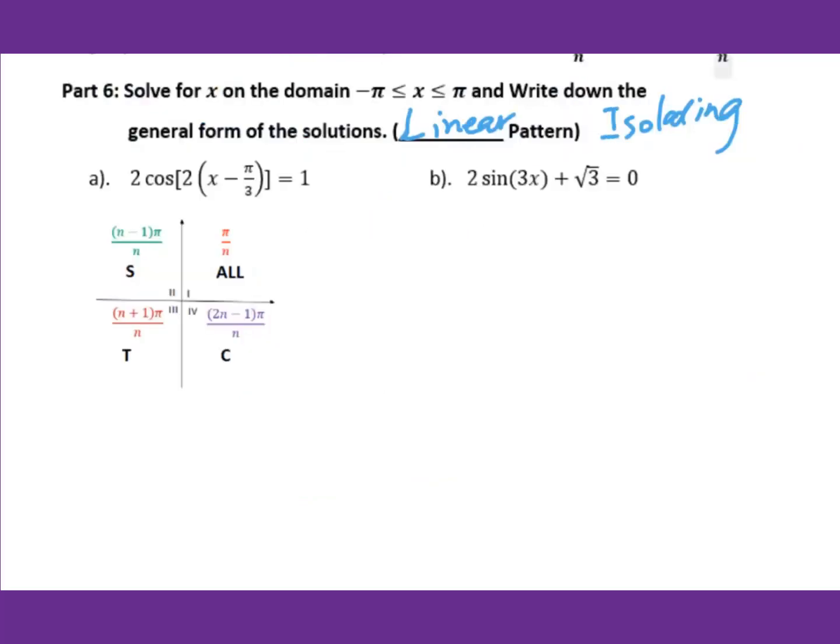Now let's go to B. For B, it's still a linear pattern, so you need to isolate sine: subtract square root of 3 from both sides. Then you divide by 2.